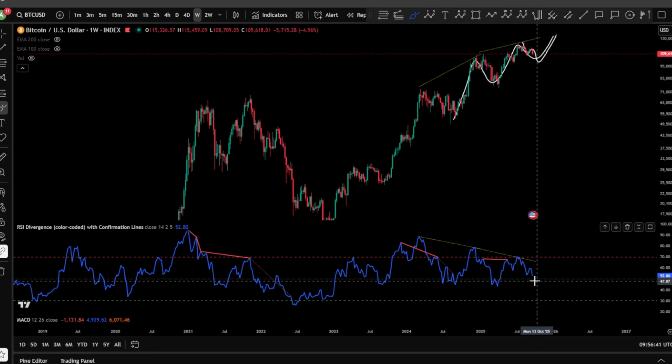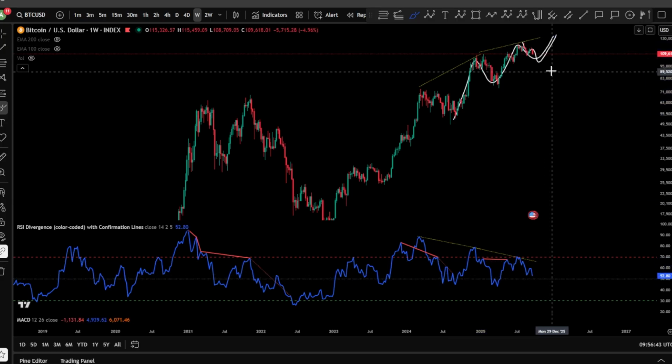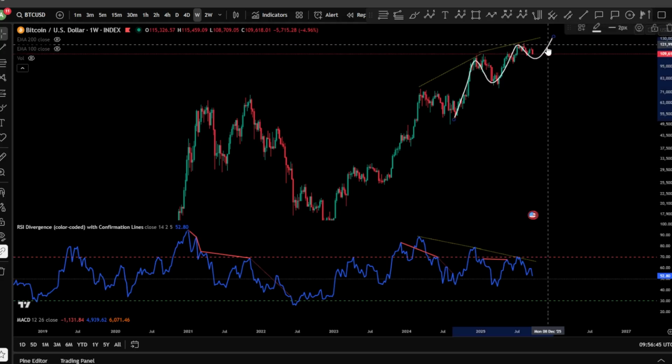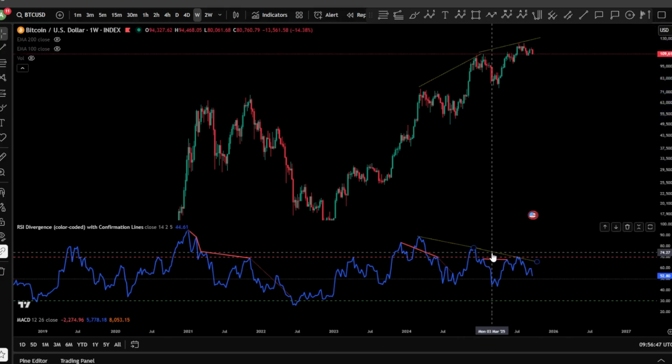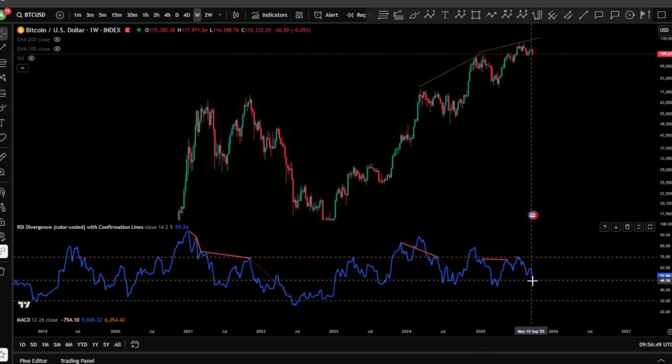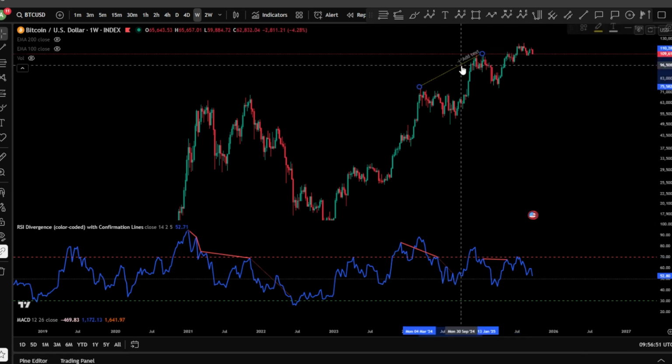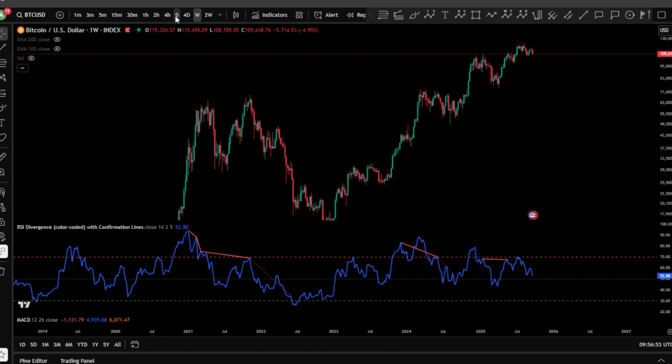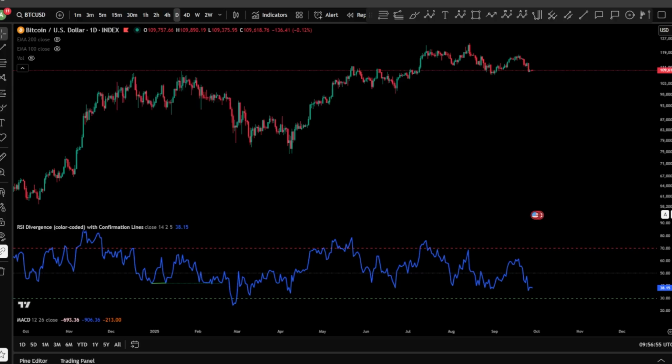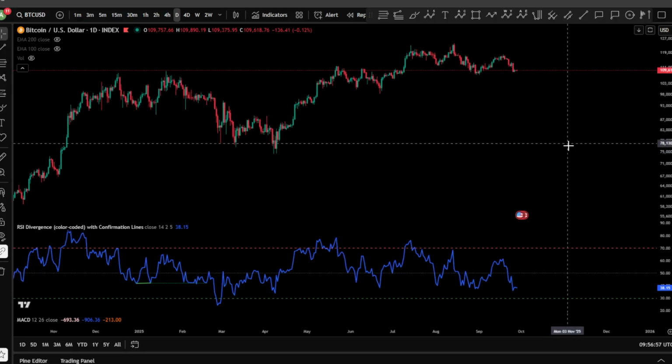Probably the midline of the RSI might play a role in this scenario. We're going to see if this is going to happen, but basically this is what we need to watch: the midline on the weekly and also the oversold on the daily for the RSIs. Those are the most important ones to be watched.